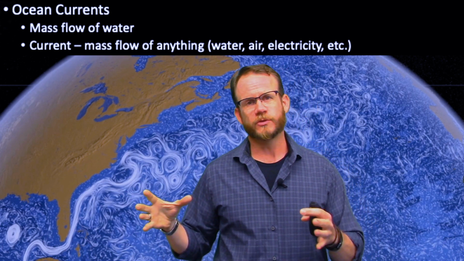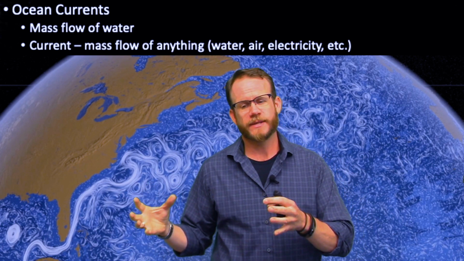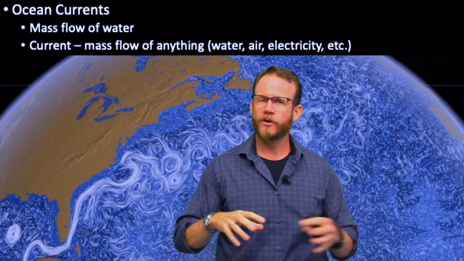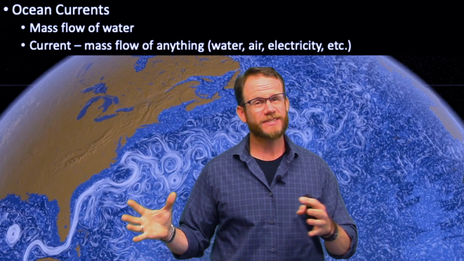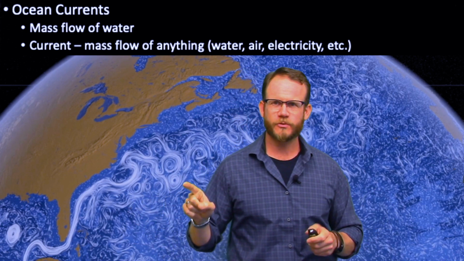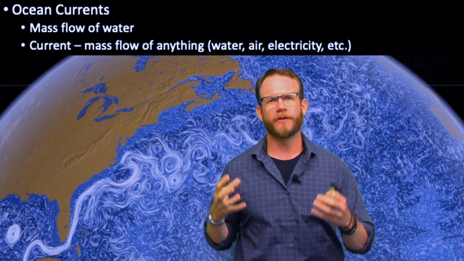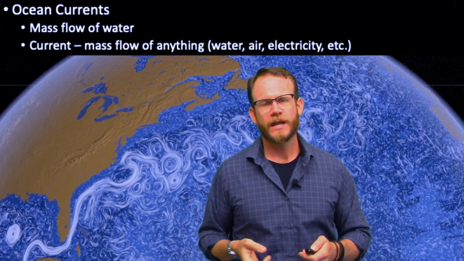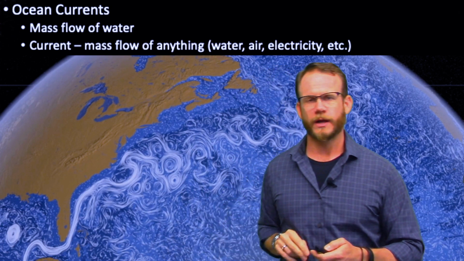That's really important because we want to talk about mass. We want to know what mass is. And as we go on later, there are other processes that, while it may seem like they're moving water around, they're really not moving mass. So for now, just remember, ocean currents are a movement of mass. They're a mass flow. And we're going to talk about two very important kinds of currents.